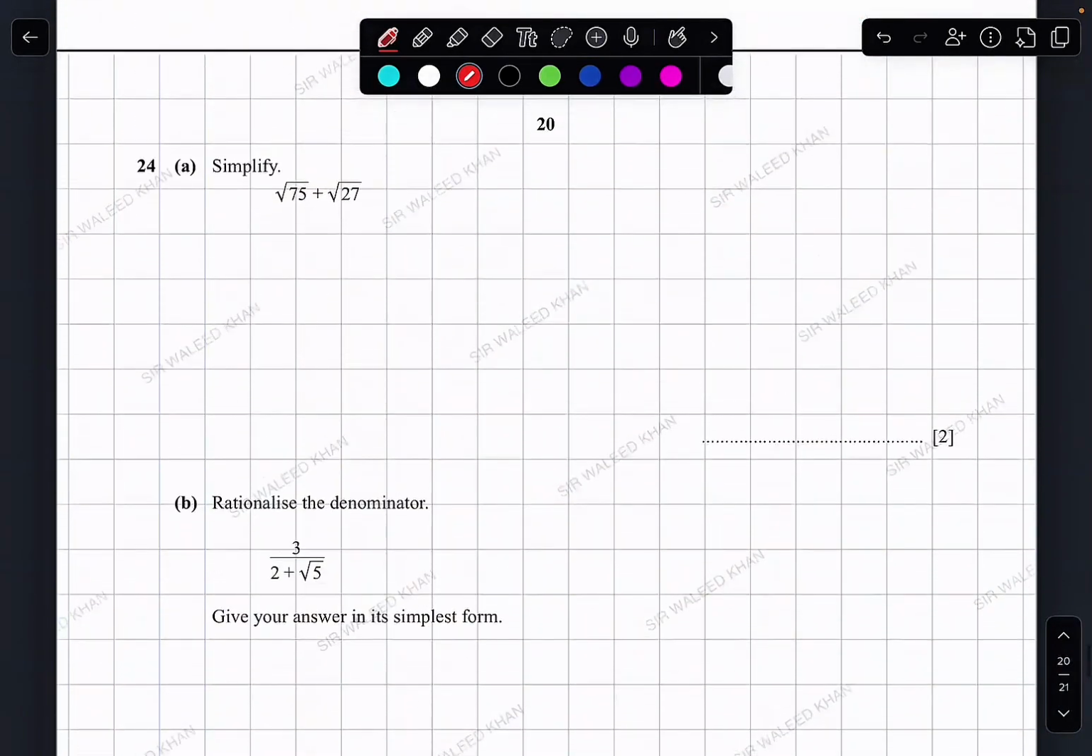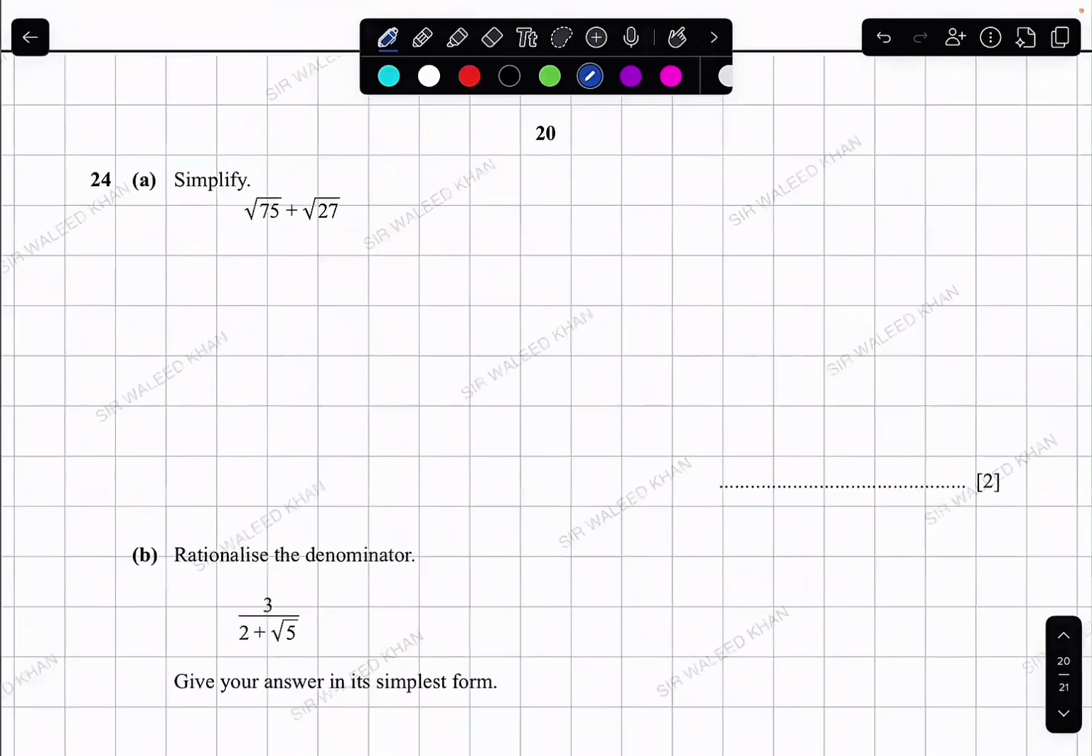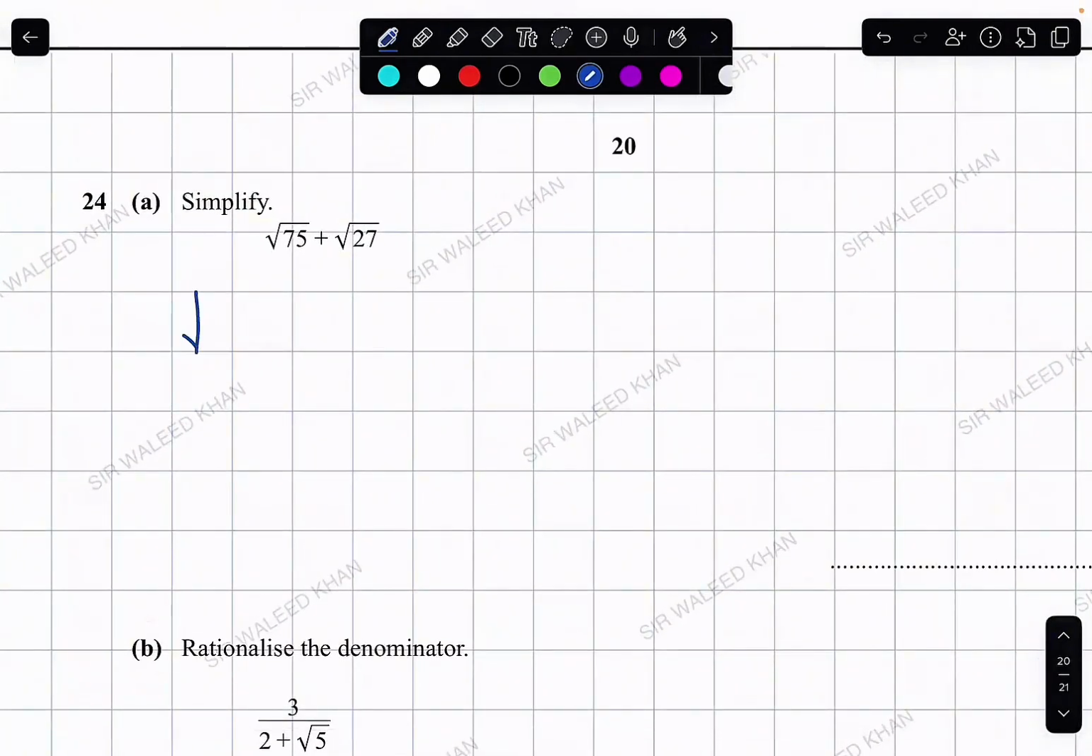Next, surds: under root 75 and under root 27. So split them into factor pairs. Like 75 can be made out of 25 times 3. Select the highest square number.